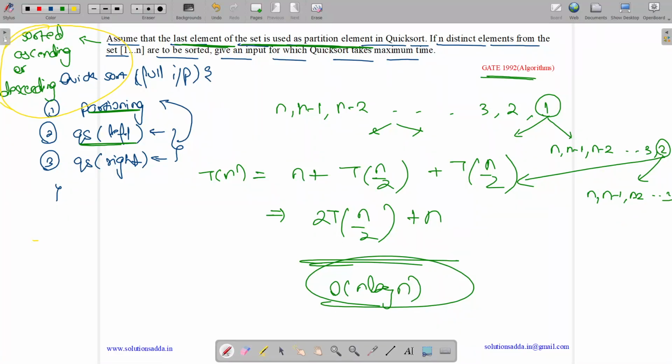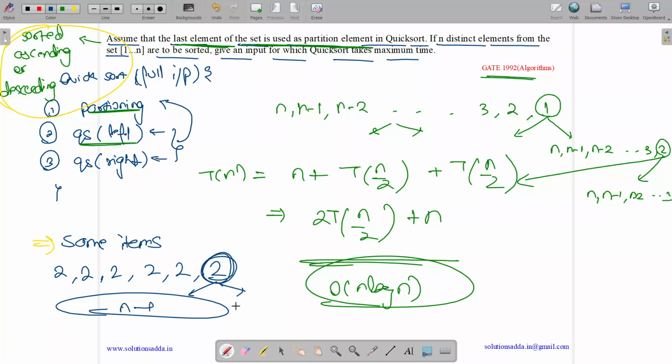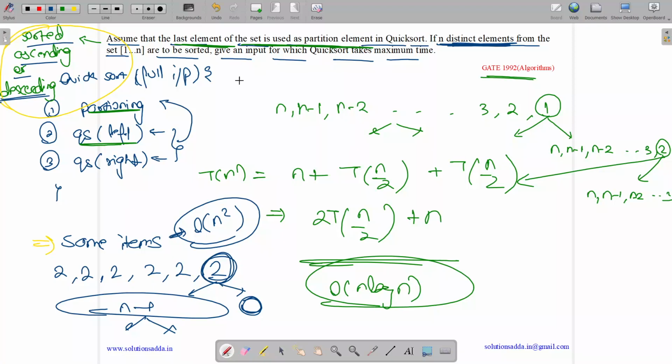There can be another case when we have same items. Then also the complexity, like we have all 2's. And if the last item is taken as pivot, then everything on its left should be less than or equal to, any condition that you take. Less than or equal to, so all n minus 1 items will come over here, nothing on the right. Same goes in the next condition also. So same items also have order of n square complexity, but the question itself says we should have n distinct items. So only the cases sorted in ascending order or descending order, and the complexity is order of n square.